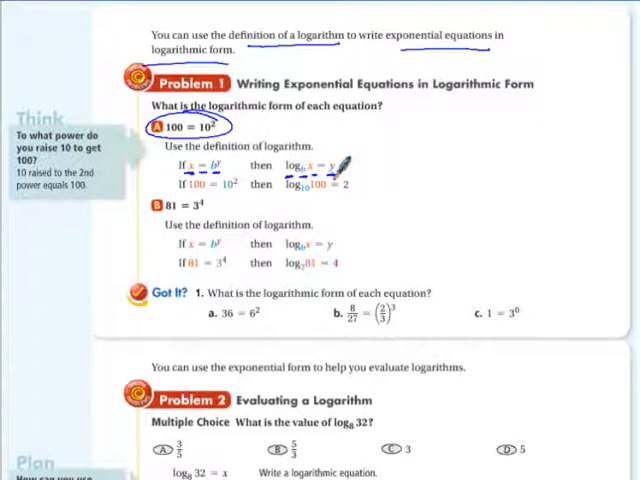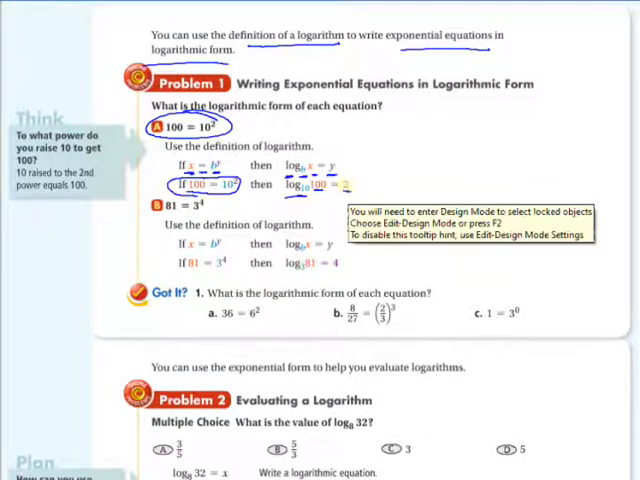So all we're going to do is some simple substitution. If 100 equals 10 squared, then log base 10 of 100 equals 2. It's basically saying, what is the exponent for this base that will give us this answer? And the answer to that is 2. All right, that's what it's basically saying.